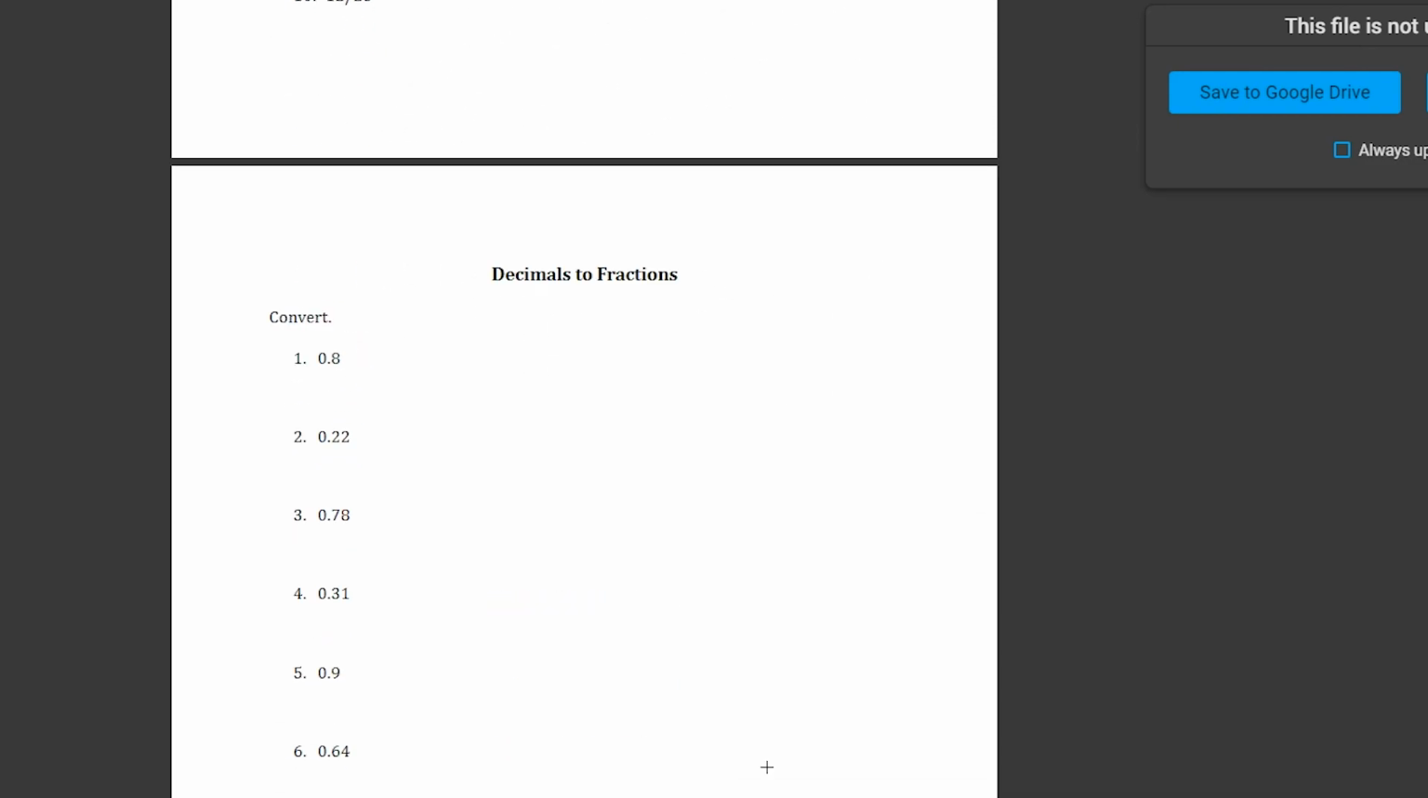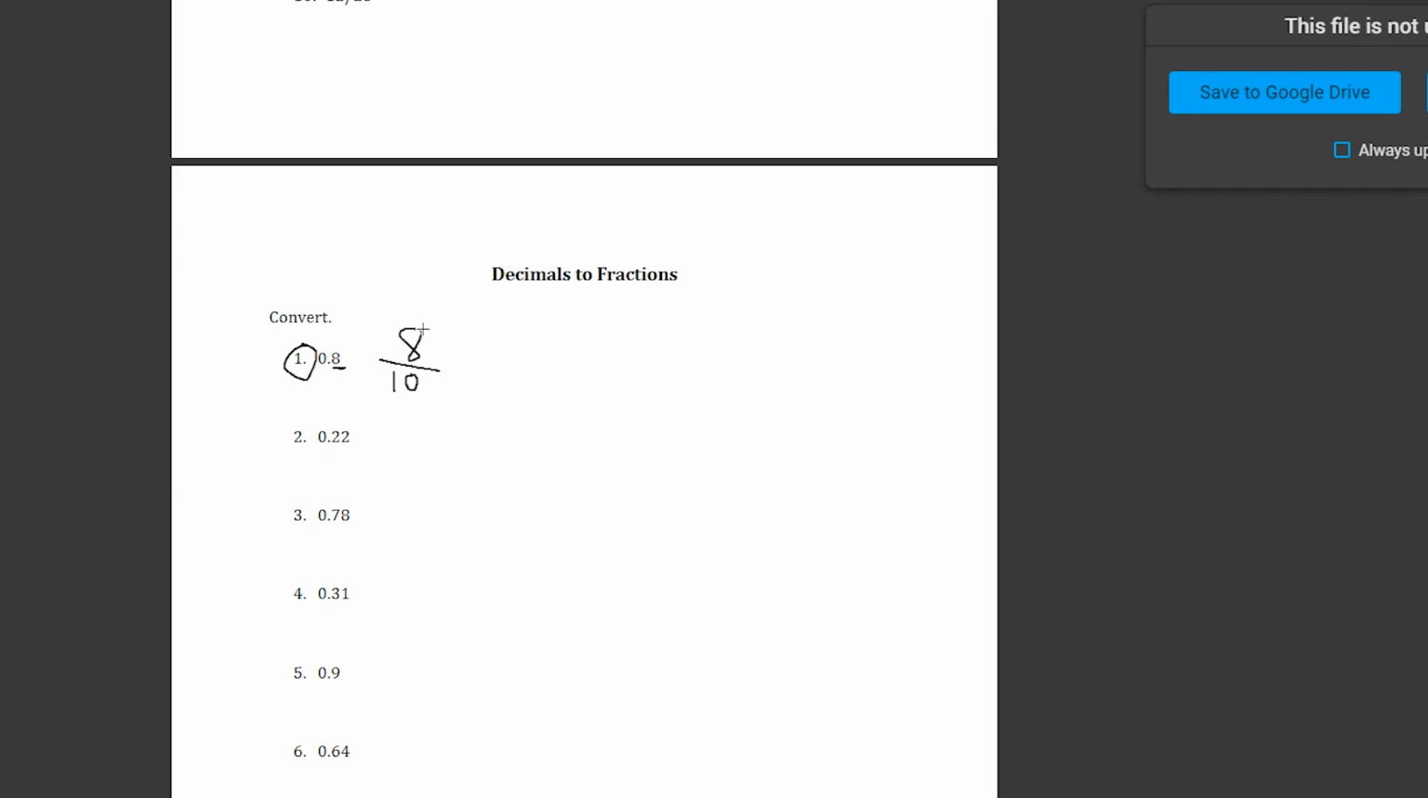For the last page, we're going to be converting decimals to fractions. So for number 1, we have the number 0.8, and we see that this 8 is in the tenths place, so we can convert it to a fraction out of 10. And since it's just an 8, we're just going to write 8 out of 10. So 8 out of 10 is equal to 0.8.